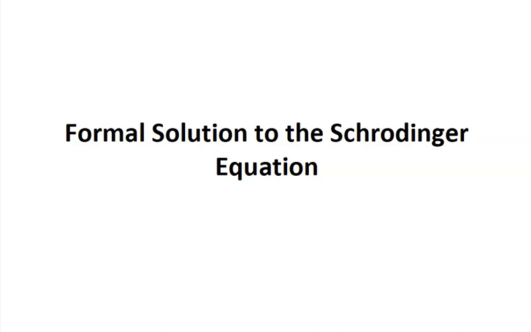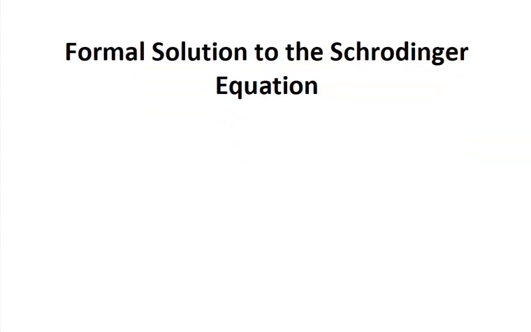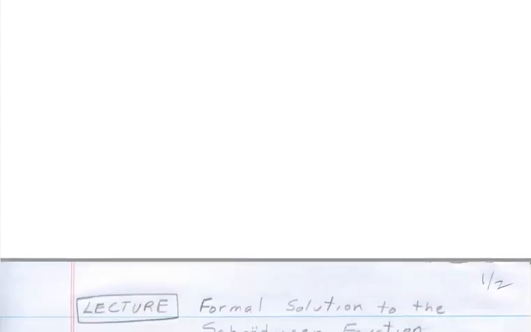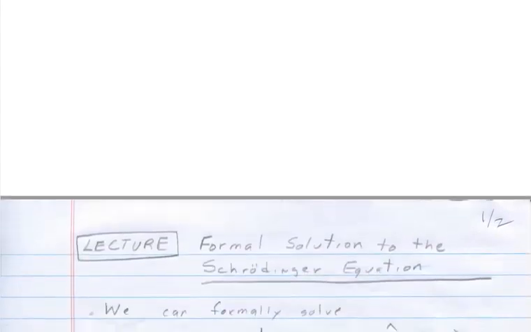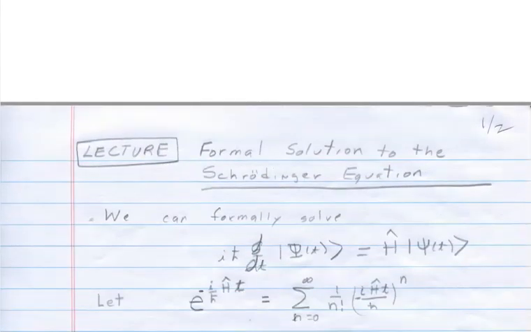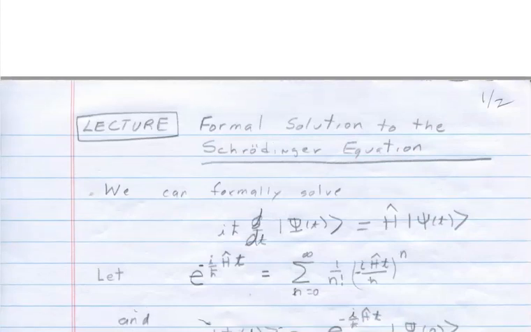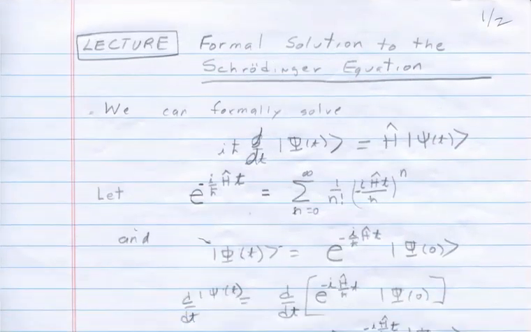Well, in the Dirac formalism, it's possible to get a formal solution to the Schrodinger equation that is used primarily in higher level quantum mechanics courses when they begin perturbation theory and looking for approximate solutions. But at least we can get a formal solution to the Schrodinger equation.